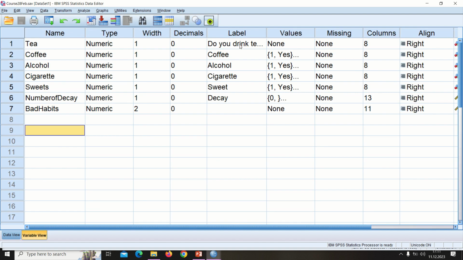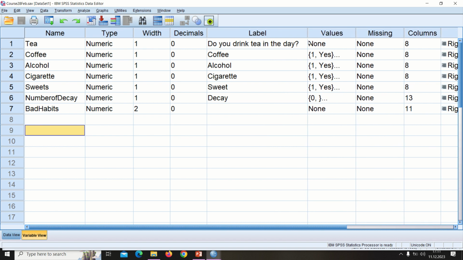Okay, label. What is label? Label defines what the variable is about. Here, this is tea, so it's written here, do you drink tea in the day? Or here it says coffee, alcohol, cigarette. It's possible to write a meaningful word or a sentence, or something like X, XX or Y, not meaningful things. Whatever you write in the label section doesn't affect the output.